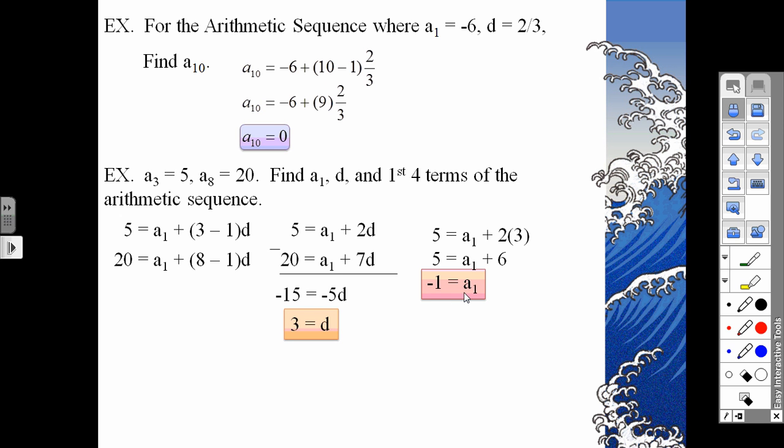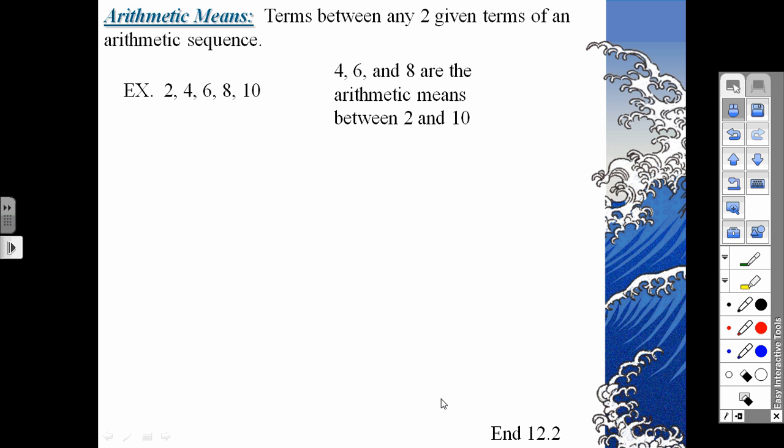Now, knowing a sub 1 is negative 1 and the common difference is 3, I can easily write any number of terms I want in my sequence. So I'm going to start off with negative 1, add 3 to get 2, add 3 to get 5, add 3 to get 8. Okay, and you could have gone as far as you wanted to go, but that's it. Pretty nice. Okay, so arithmetic means, what are those?